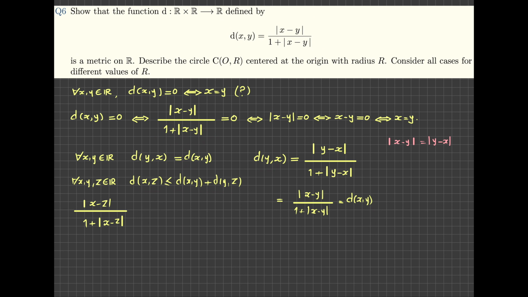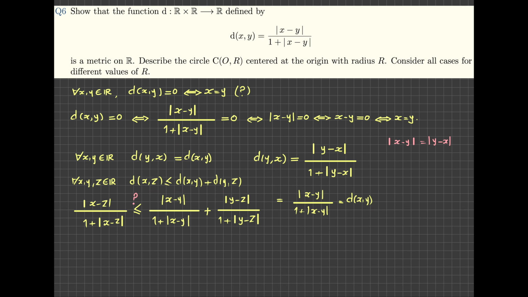I should show that this is less than or equal to d of x and y, which is the absolute value of x minus y over 1 plus the absolute value of x minus y, plus the absolute value of y minus z divided by 1 plus the absolute value of y minus z. Okay, so sorry, the last one is also absolute value. Okay, I need to convince myself about this, question mark.